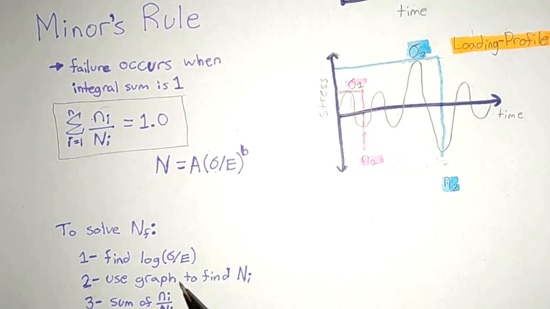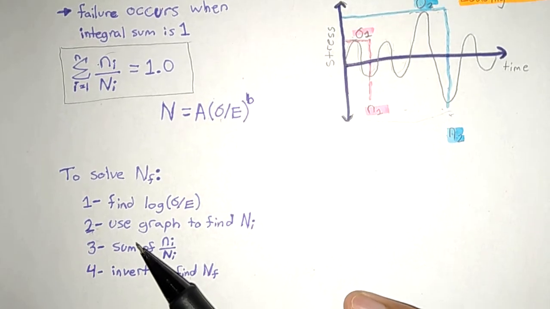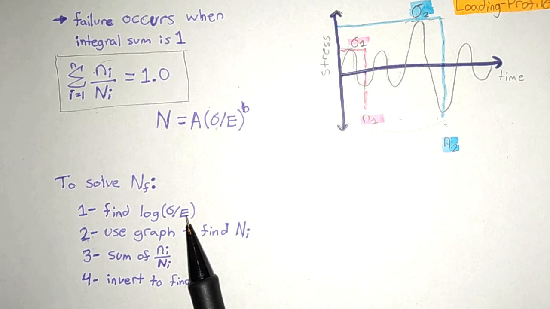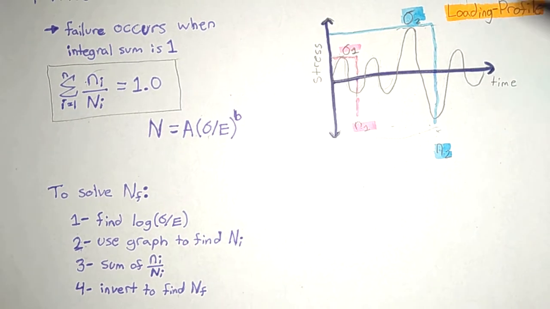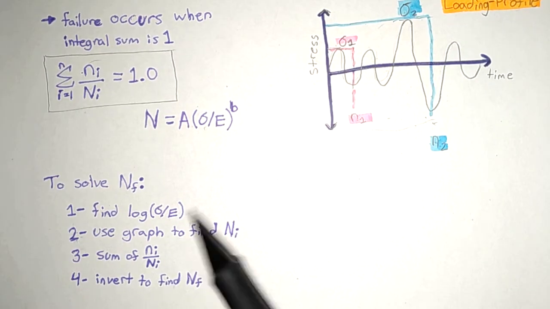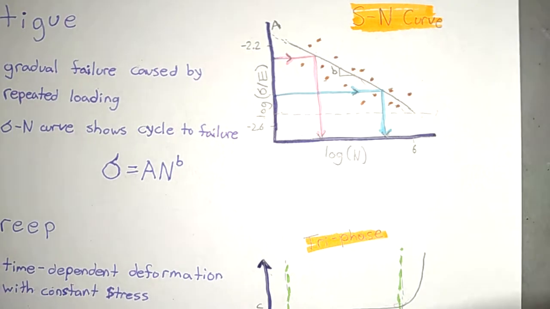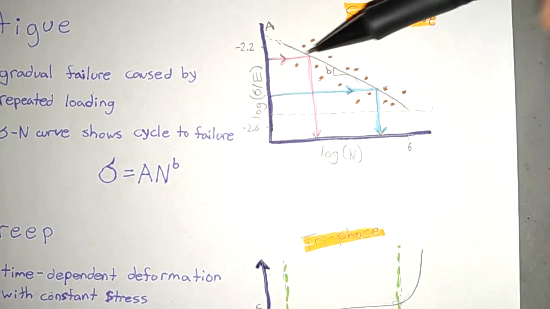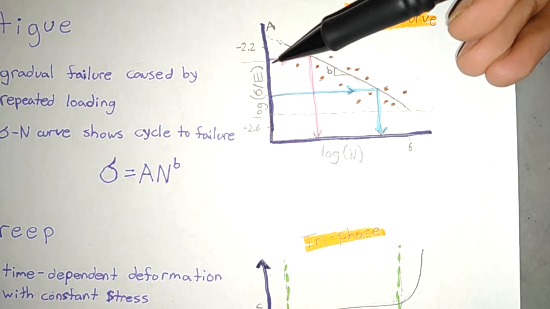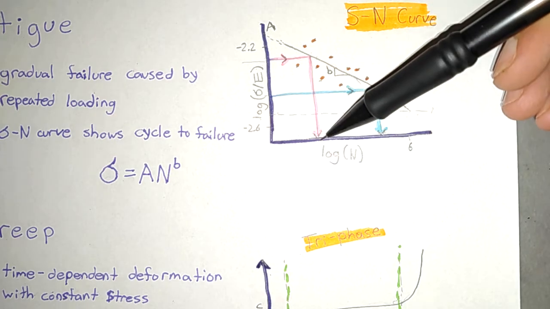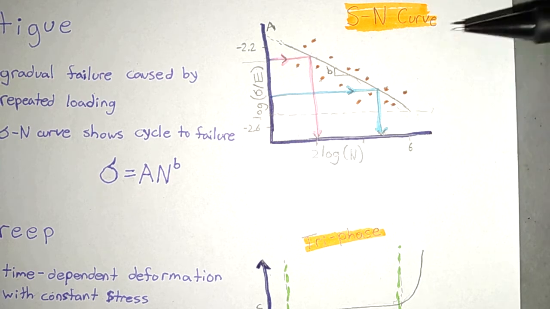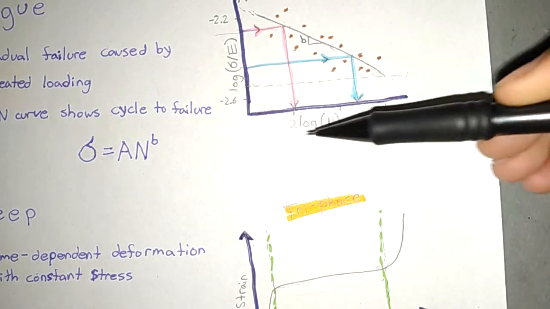So if we were to use Miner's rule, these are the 4 steps you can use. The first one is find the log of the stress over the modulus of elasticity. We're going to find it for 1 and we're going to find it for 2, and we're going to log that. Then we're going to go to the graph, and this is the graph method. I'll show you the formula method later. You're going to go to the graph and find the point. So if, let's say, negative 2.3 is over here, then we're going to follow to here and see what number it sits at. In this case, let's call that 2. So this is the value we're going to use. We now know that Ni is 2.